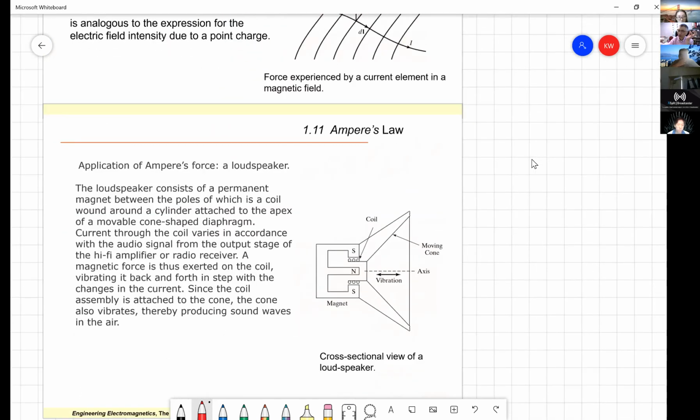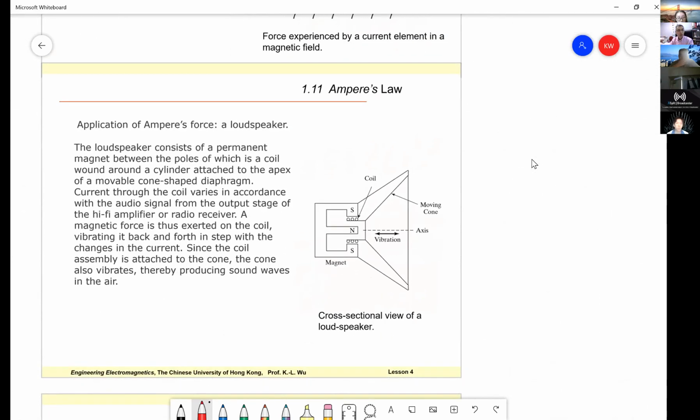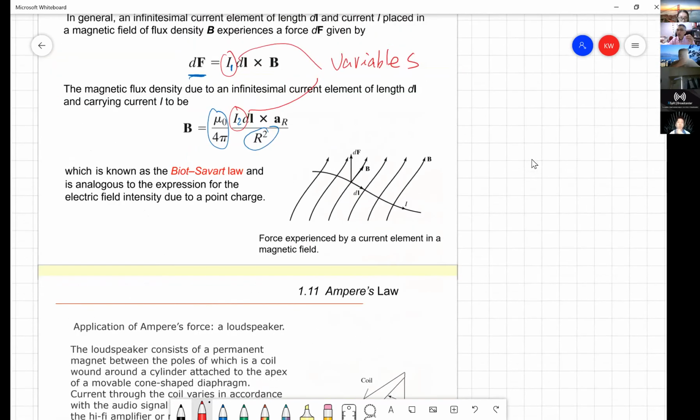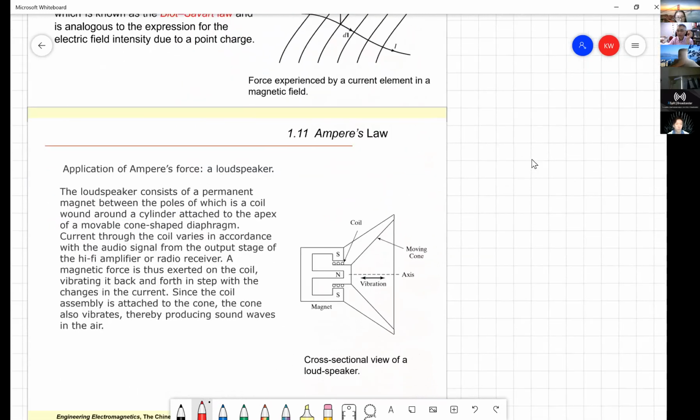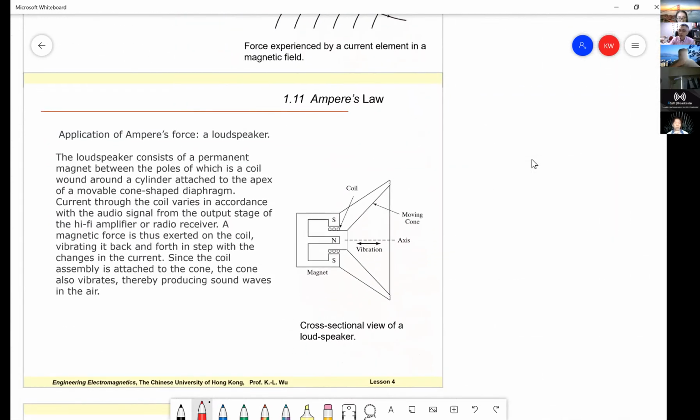So let's use this example where we change I1 and fix I2, okay? This is what we call loudspeakers. If we look at the loudspeaker, how it works is they use a permanent magnet. Okay, permanent magnet, we have south and north terminals. So that forms a fixed magnetic field.